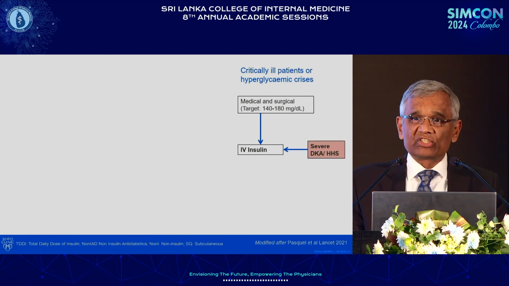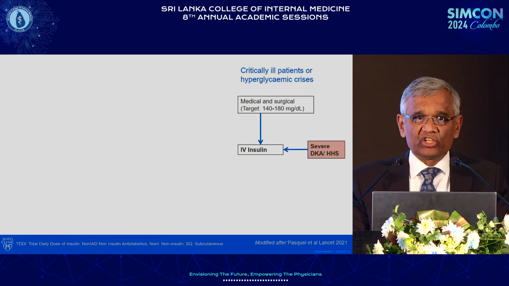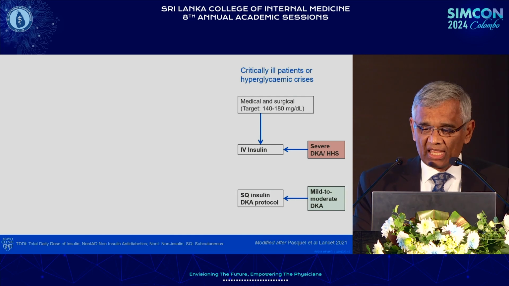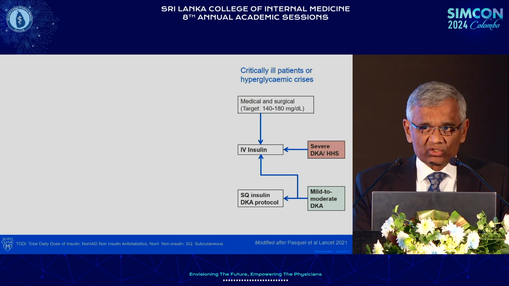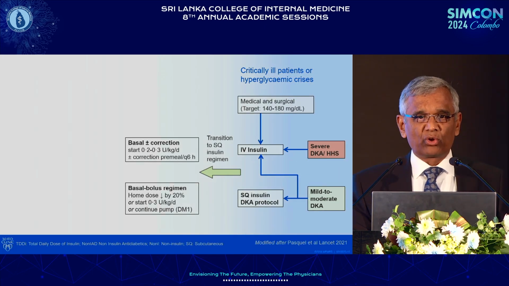If the person comes with severe diabetic ketoacidosis or HHS, we need intravenous insulin. If mild to moderate DKA, we may use subcutaneous insulin. If it fails, we can go to intravenous insulin. After all this intravenous insulin, we have to transition them to subcutaneous insulin.